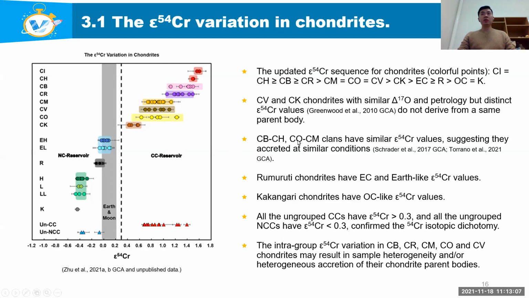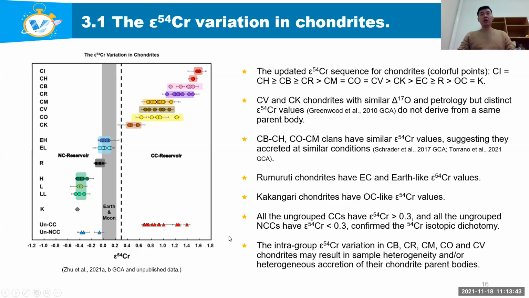And the CB, CH, CO, CM classes have similar epsilon 54 chromium values, suggesting they were created under similar conditions. And these Ureilite chondrites have EC and Earth-like epsilon 54 chromium values. And the Kakangari chondrites, this gray circle, have ordinary-like epsilon 54 chromium values. And we can also see the ungrouped carbonaceous chondrites, the red triangles, and the ungrouped non-carbonaceous chondrites, the blue triangles.